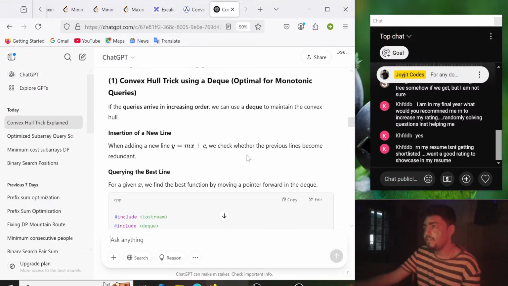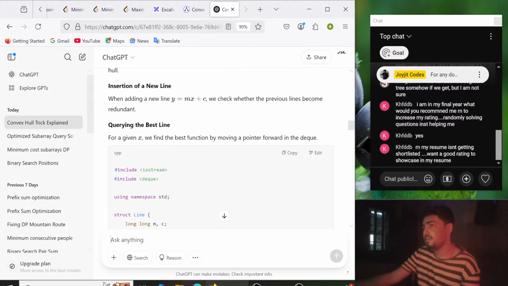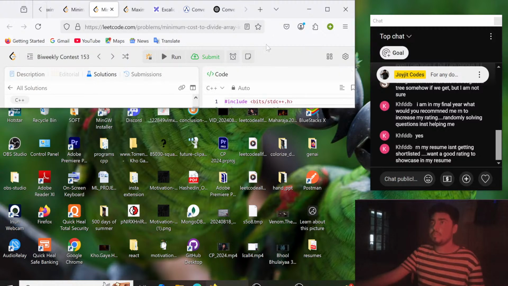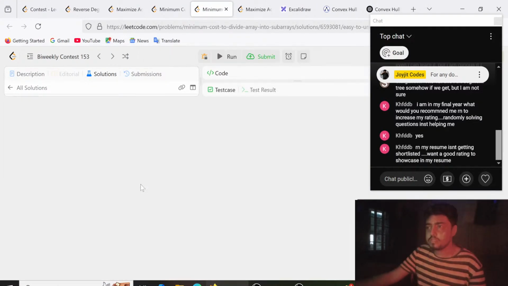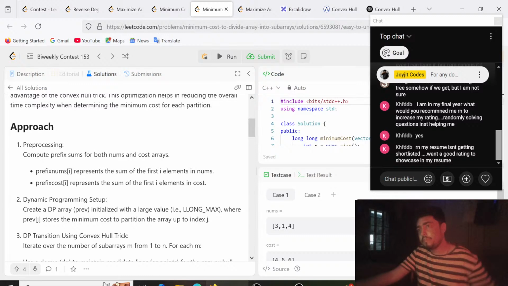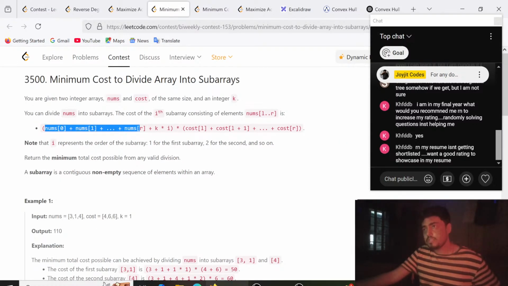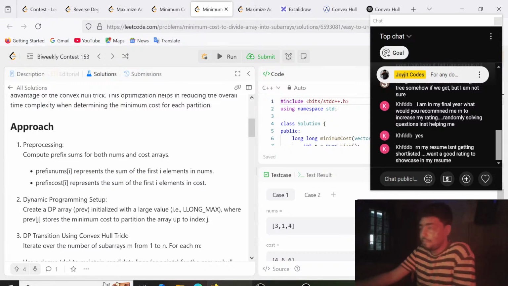Okay, when adding a new line, we check whether the previous line becomes redundant. So first let's try to understand what it has done. Pre-processing: prefix nums represents the sum of the first i elements in nums, and prefix cost represents the sum of the first i elements in cost. Because that is something you will be needing: the sum of first R elements minus the sum of first L minus 1 elements. So that's the reason it has pre-computed them, because we need that.